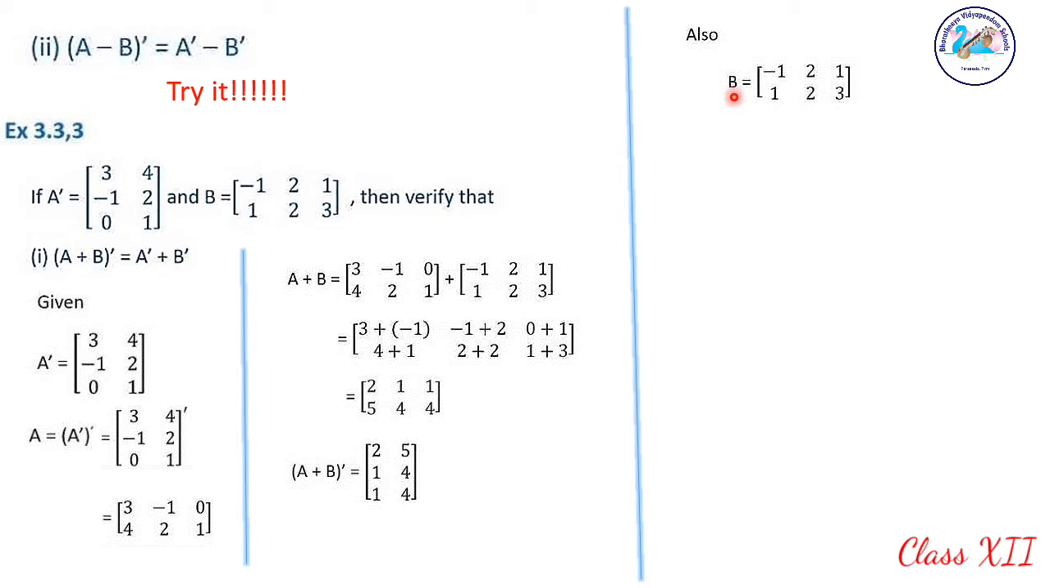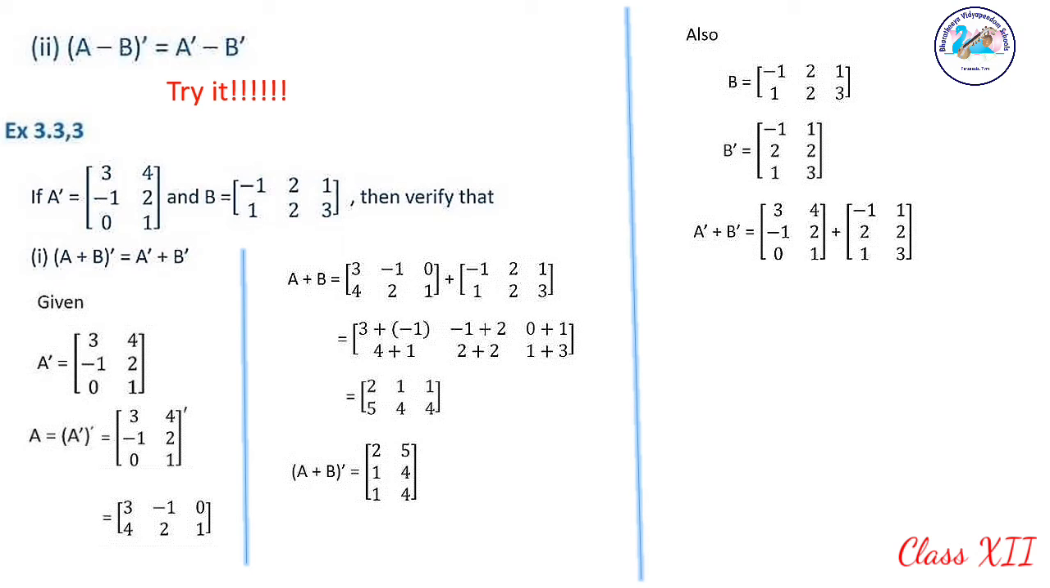So B is there. A transpose already we have been given. We have with us this A transpose. So we need only B transpose. For that, B we have written. B transpose means row will come as column. Second row here, second column as in B transpose.